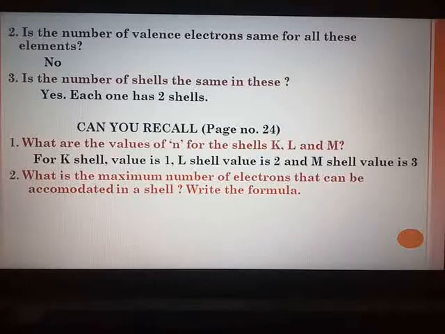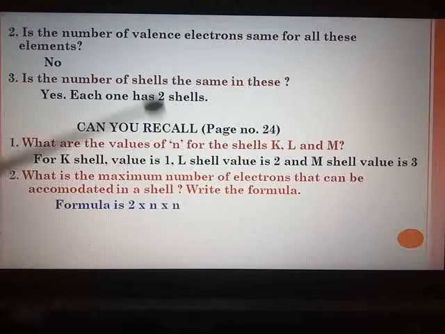What is the maximum number of electrons that can be accommodated in a shell? Write the formula. You know that the maximum capacity is denoted by the formula 2n square, where n is the shell number. So the formula is 2n square.